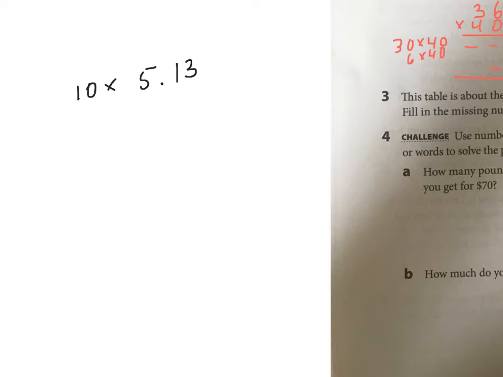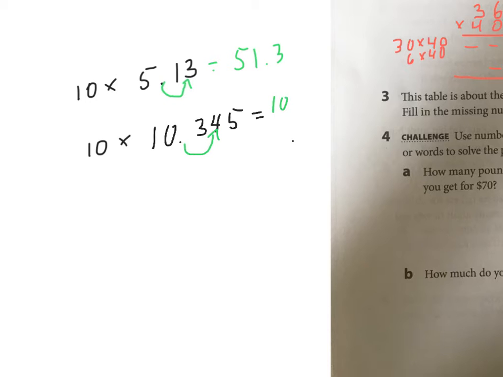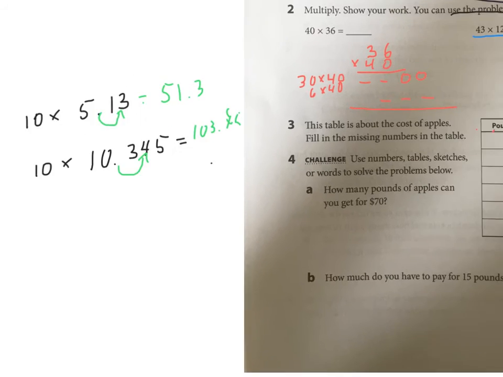If you're multiplying a number by 10 with a decimal, all you need to do is move the decimal over, and that's your answer. So it's going to be 51 and 3/10. Let me give you another example. So we have this, and then we're just moving the decimal over 1, so the answer would be 103 and 45 hundredths. So that's a little trick you can use here.